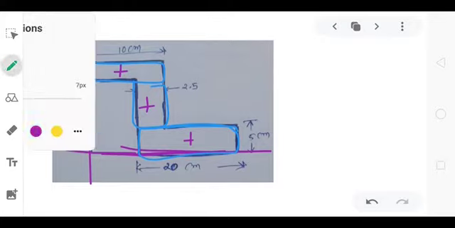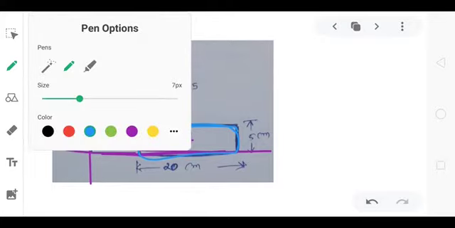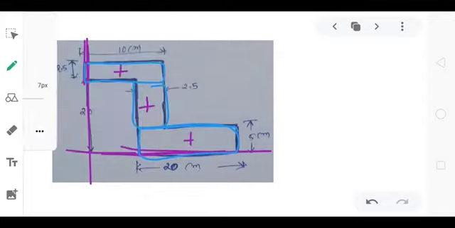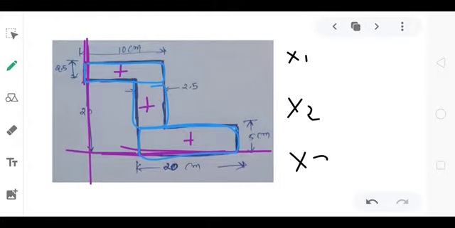Three rectangle centers. So we'll find out one by one. Now first I'll show in the figure what will be the x1, what will be the x2, and what will be the x3. So here the distance from this reference line to the center of this first section, this much distance is x1.